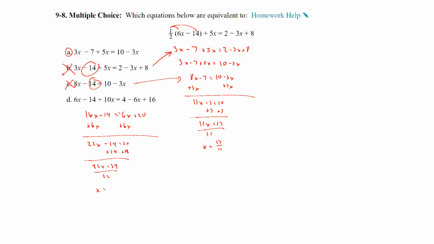So if you take 34 and divide it by 22, 34 22nds, if you divide both those by 2, that is 17/11. So it does actually work out. So which equations below are equivalent? It would be A and D. The other thing that we could do, taking a little bit more time, is to actually solve all 5 of these equations and then compare our answers at the end, and those would be the ones that would be the same or equivalent.